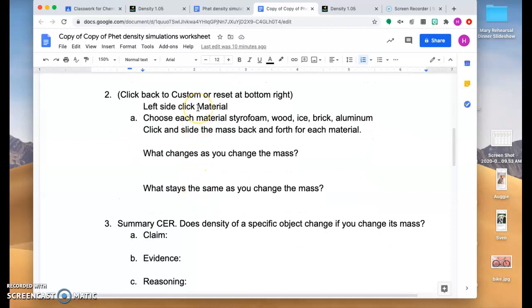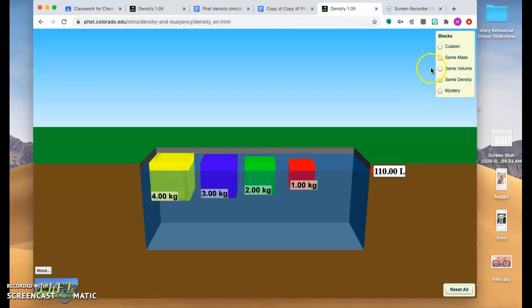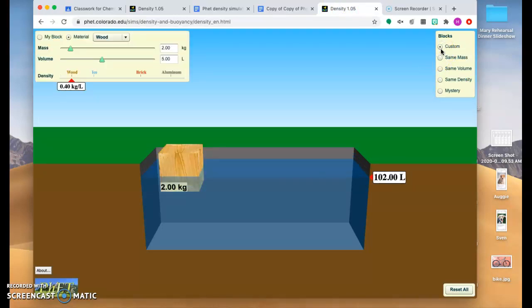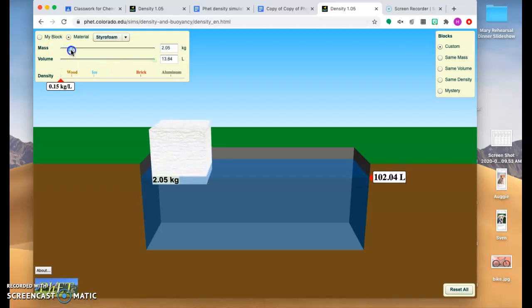The second part of the assignment says to click the left side material. So if I click back to custom, over here I can choose different materials and I can play around with their mass and volume. So if I start with styrofoam, it has a density of 0.15 kilograms per liter. And let's see what happens when I change the mass. If I increase my mass, okay, my styrofoam is bigger, so my volume also changed.